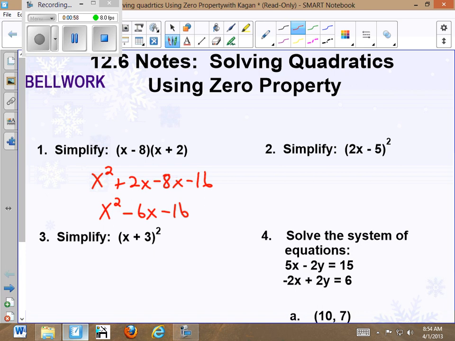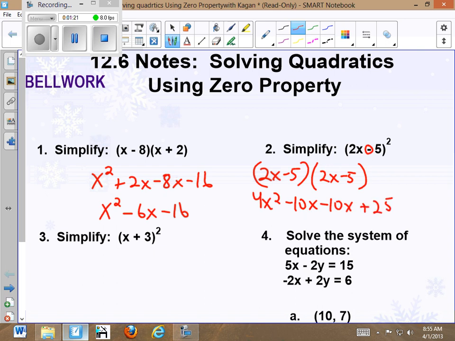Okay, number 2. Because this has a subtraction sign in it, I cannot just simply do pow-pow. I have to actually go 2x minus 5 times 2x minus 5, and then solve: 4x squared minus 10x minus 10x plus 25, 4x squared minus 20x plus 25.